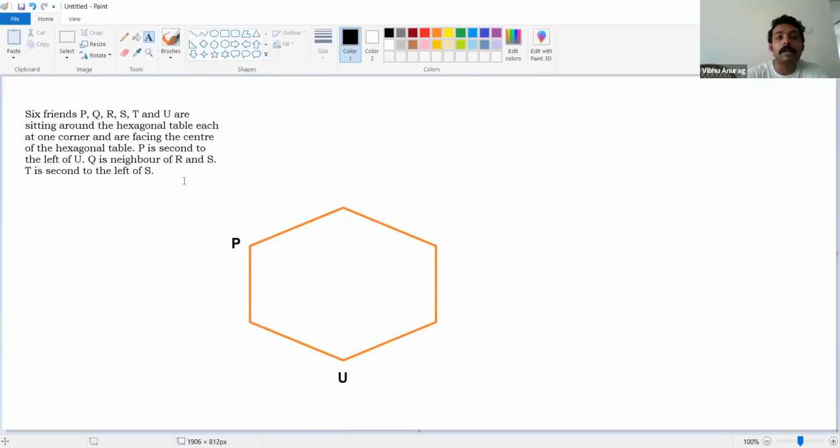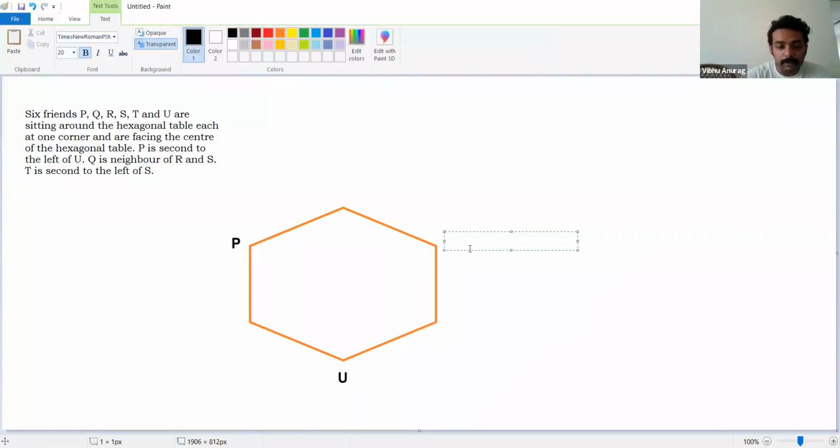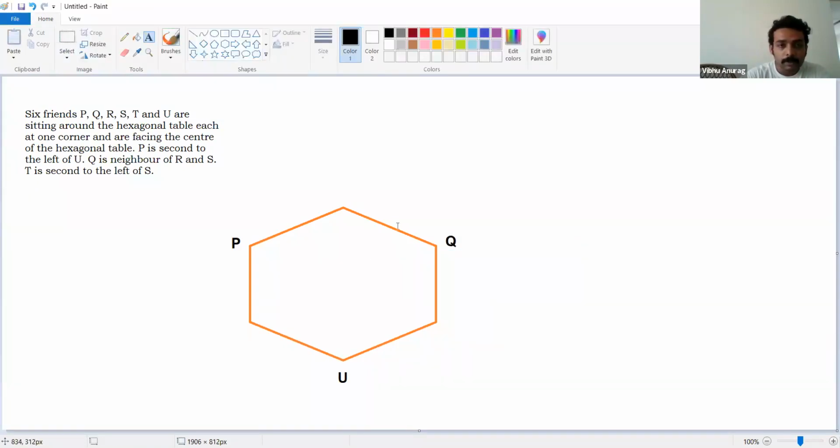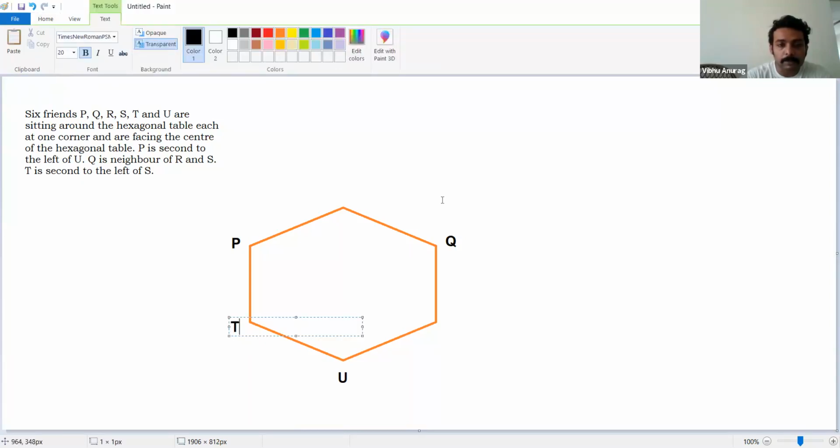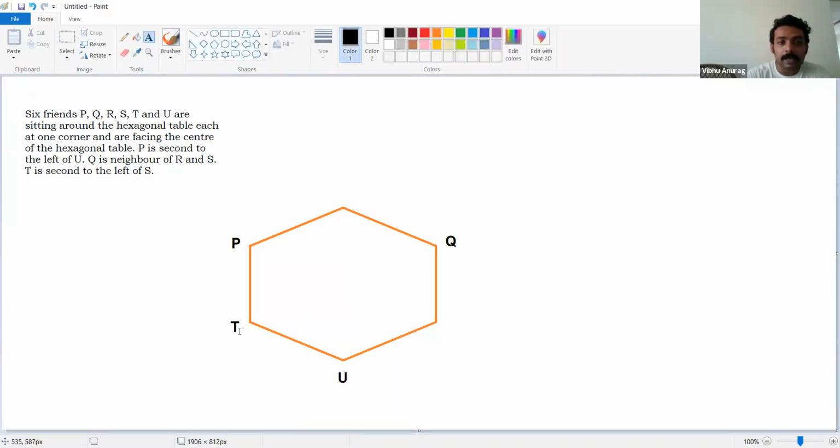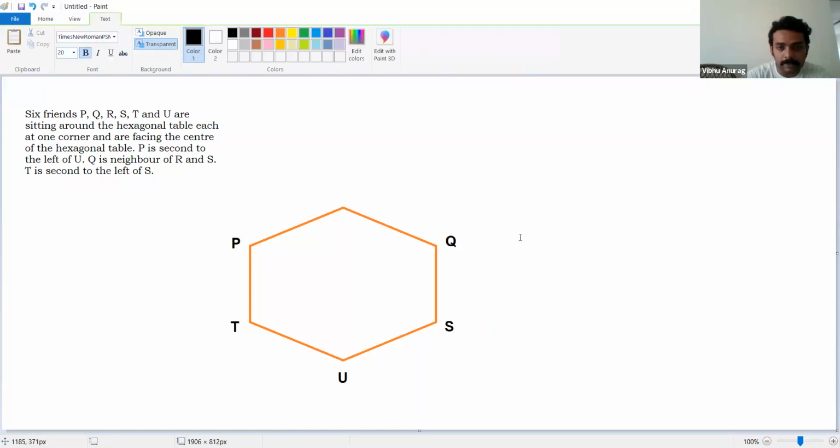U is the neighbor. Q is the neighbor of R and S. Now this gives us a lot of information. If Q is the neighbor of R and S, it means Q, R, and S are together. So they occupy these 3 places. And Q is the neighbor of both. What does that mean? Q will be at the center. And R and S will occupy these places, which means T will be here. And T is second to the left of S. Then S must be here. T is second to the left, right? So this must be S. And this must be R.